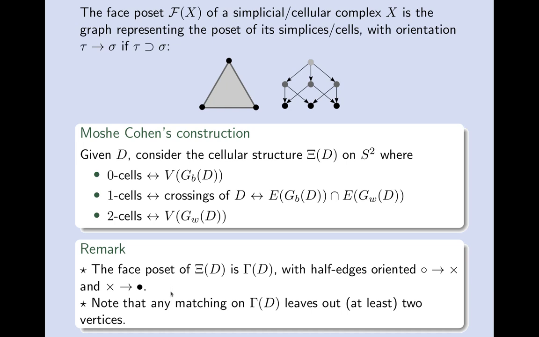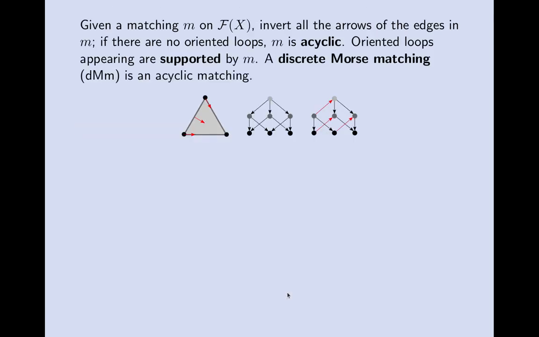So this is where these 2 come from. But I'll be more precise in just a second. So if we have a matching on this specific graph, which is the phase graph of a cellular simplicial complex X, then we can play the following game. We can invert the orientation of all the edges that belong to the matching.